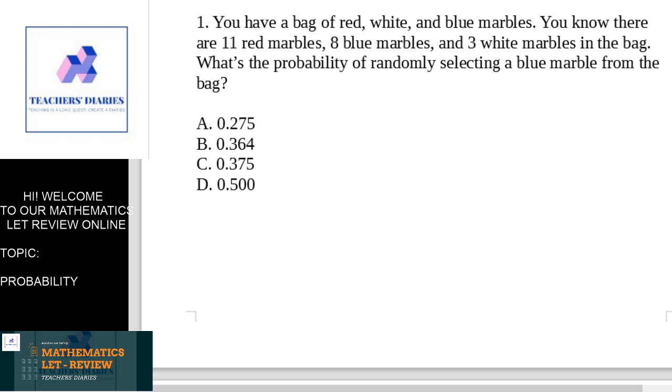So this is the first problem. You have a bag of red, white, and blue marbles. You know there are 11 red marbles, 8 blue marbles, and 3 white marbles in the bag. What's the probability of randomly selecting a blue marble from the bag? A. 0.275, B. 0.364, C. 0.375, and D. 0.500.